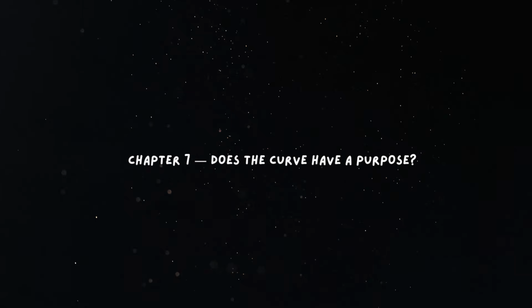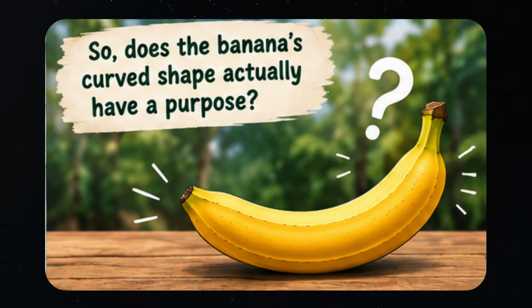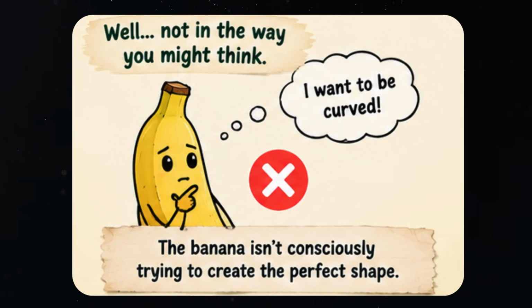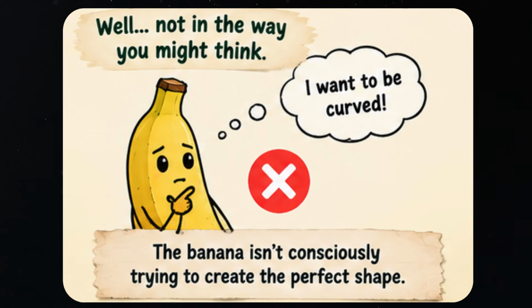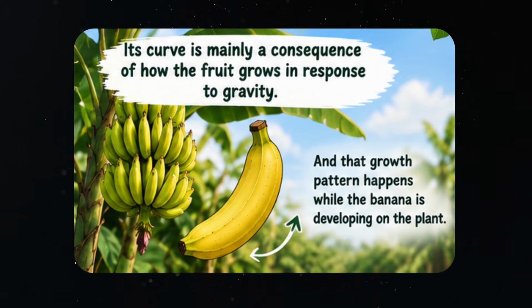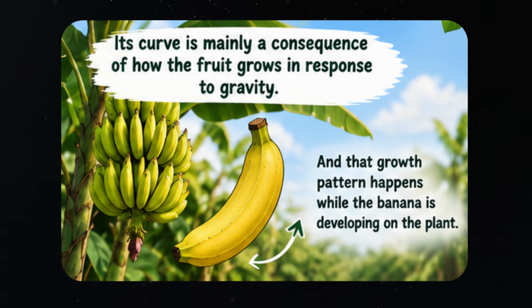Chapter 7. Does the curve have a purpose? So, does the banana's curved shape actually have a purpose? Well, not in the way you might think. The banana isn't consciously trying to create the perfect shape. Its curve is mainly a consequence of how the fruit grows in response to gravity. And that growth pattern happens while the banana is developing on the plant.